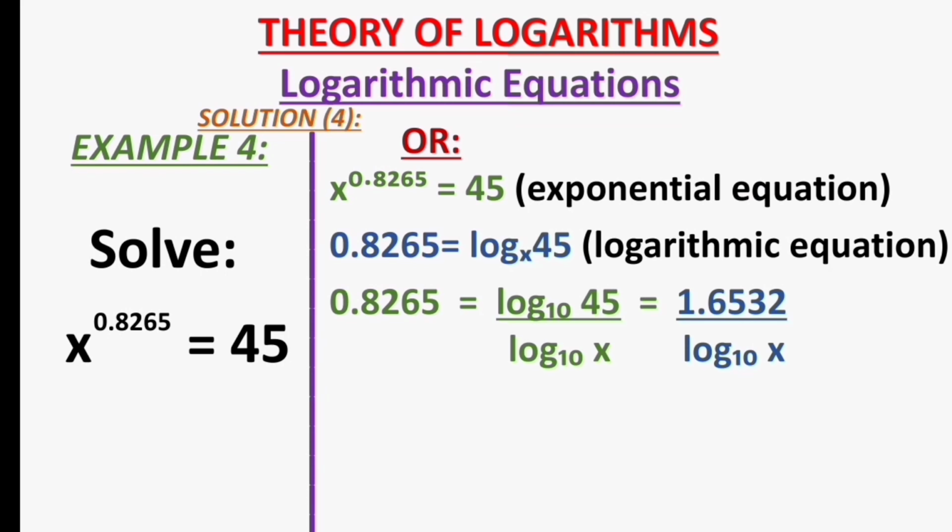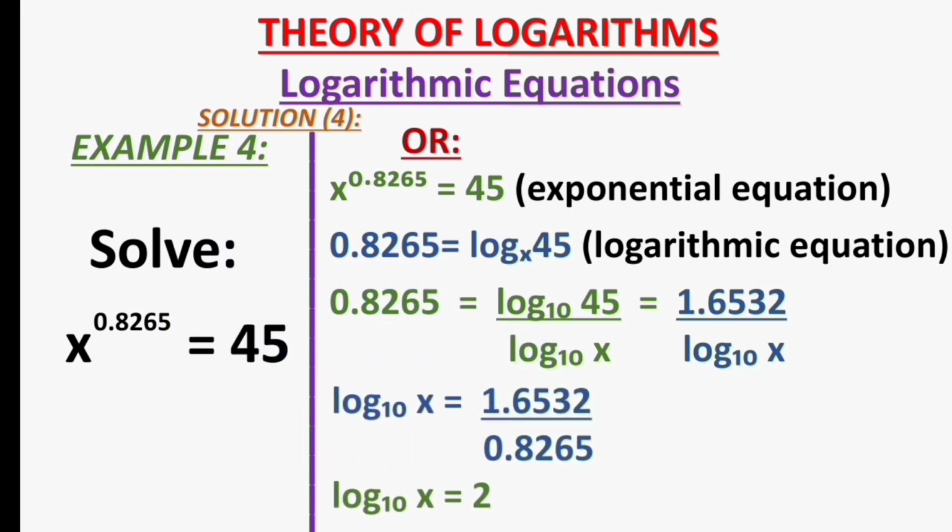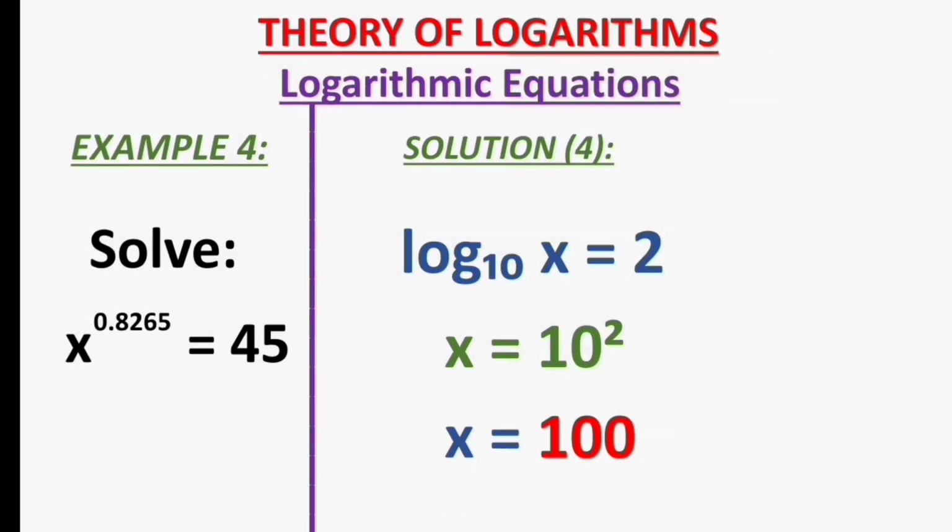By applying the law of logarithms, which involves the change of base of a logarithm, this will simplify into the logarithm to the base 10 of 45 divided by the logarithm to the base 10 of x. When we use our logarithm tables, the logarithm to the base 10 of 45 is equal to 1.6532. When we simplify this equation, we are going to get the logarithm to the base 10 of x is equal to 2. Solving this further, our answer to question 4 remains x is equal to 100. Please take note of this second method of solving example 4.